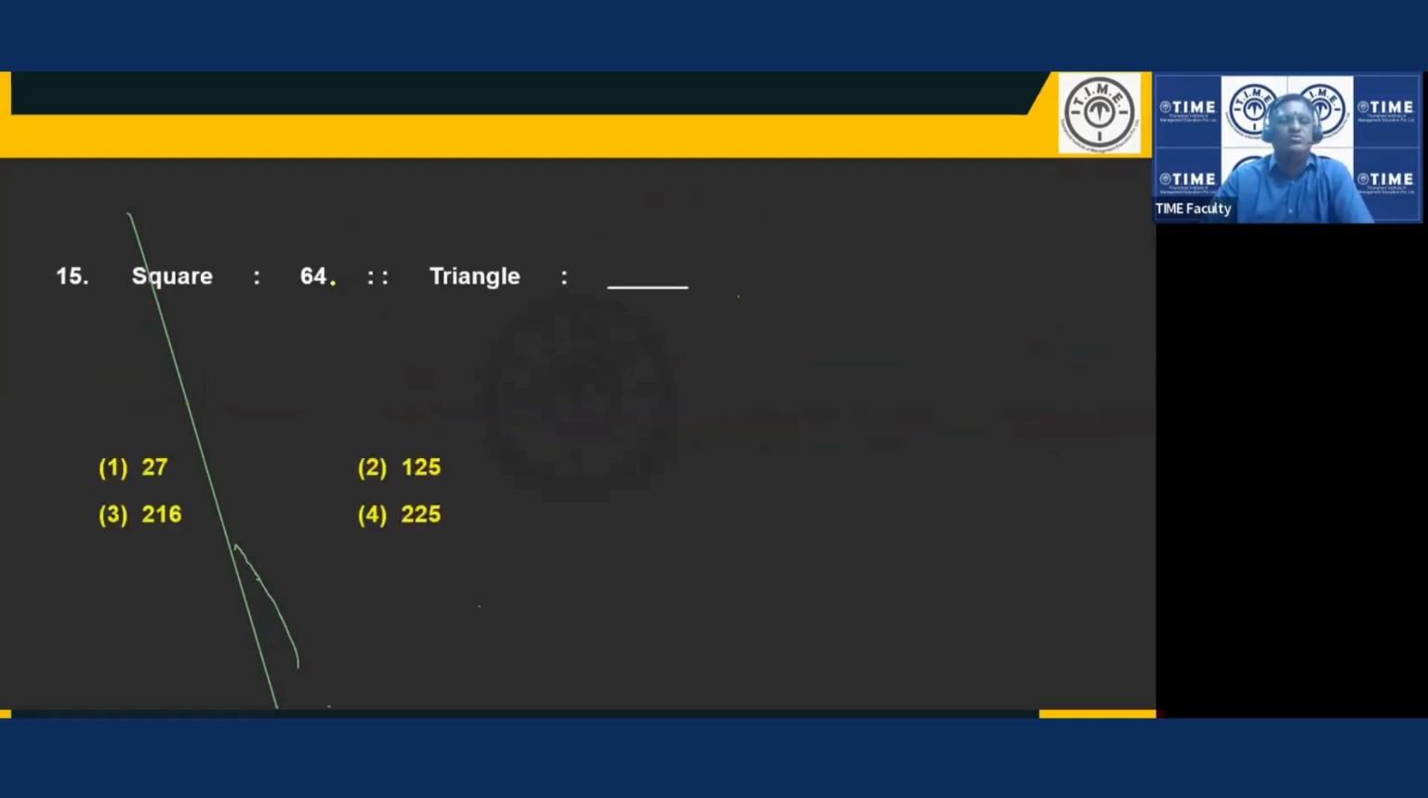Square related to 64, then triangle. I think this same question is available in our textbook also. Yes. Oh, I already received the answer. Square means 4 sides, then 4 cube is 64. Triangle is 3 sides, so 3 cube is 27. Option 1 is correct.